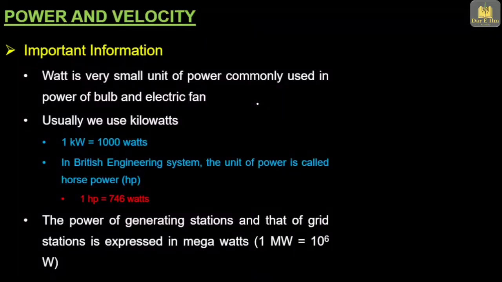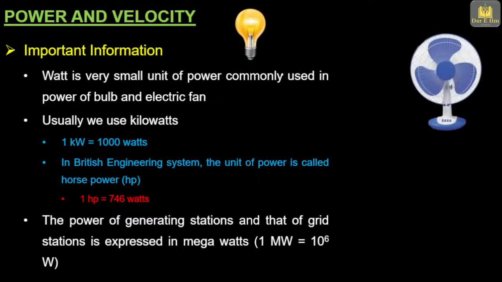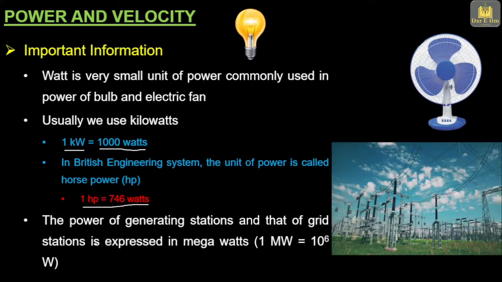Let's talk about some important information regarding power and its unit. Watt is a very small unit of power, commonly used for the power of a bulb and an electric fan. Usually we use kilowatts. So 1 kilowatt is equal to 1000 watts. In the British engineering system, the unit of power is called horsepower, and 1 horsepower is equal to 746 watts. The power of generating stations and that of grid stations is expressed in megawatts, and 1 megawatt is equal to 10 raised to the power 6 watts.